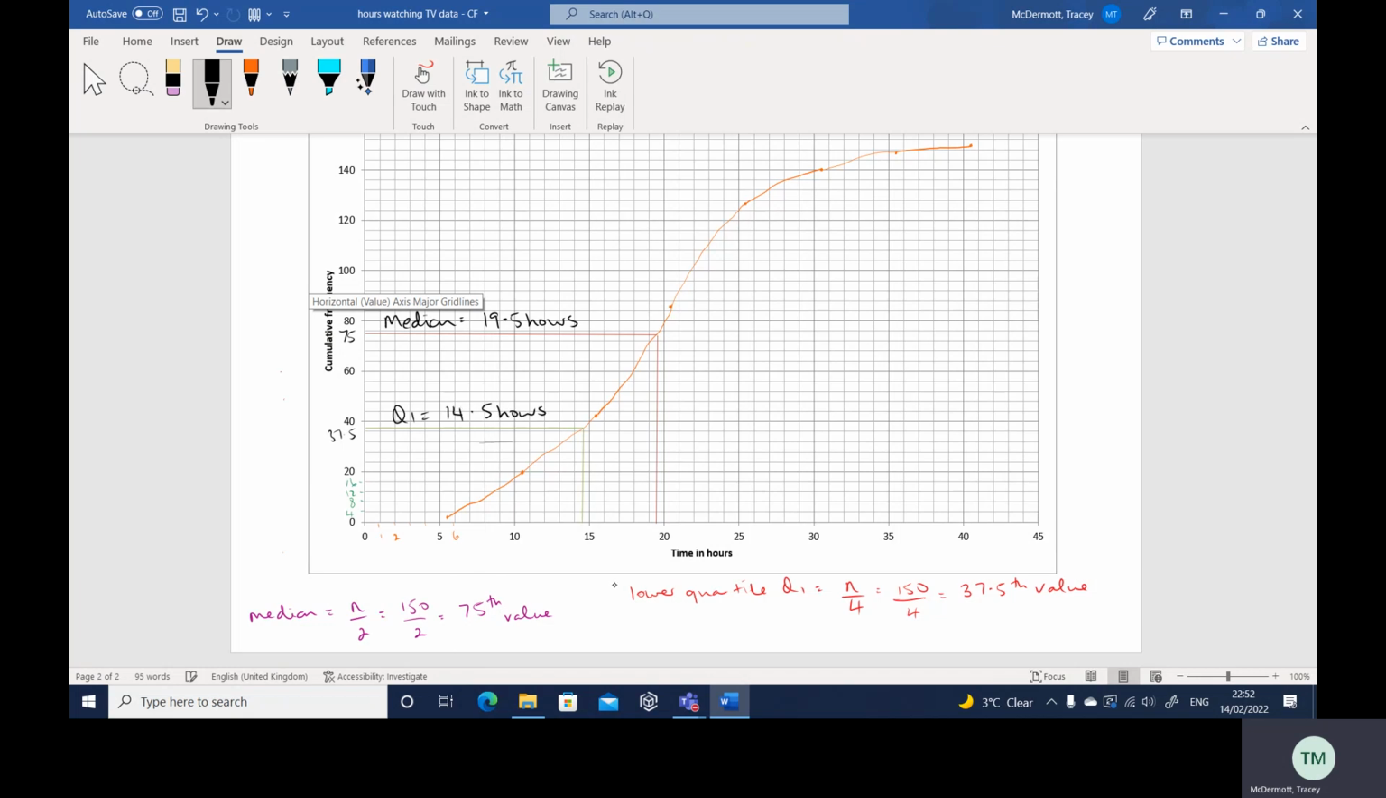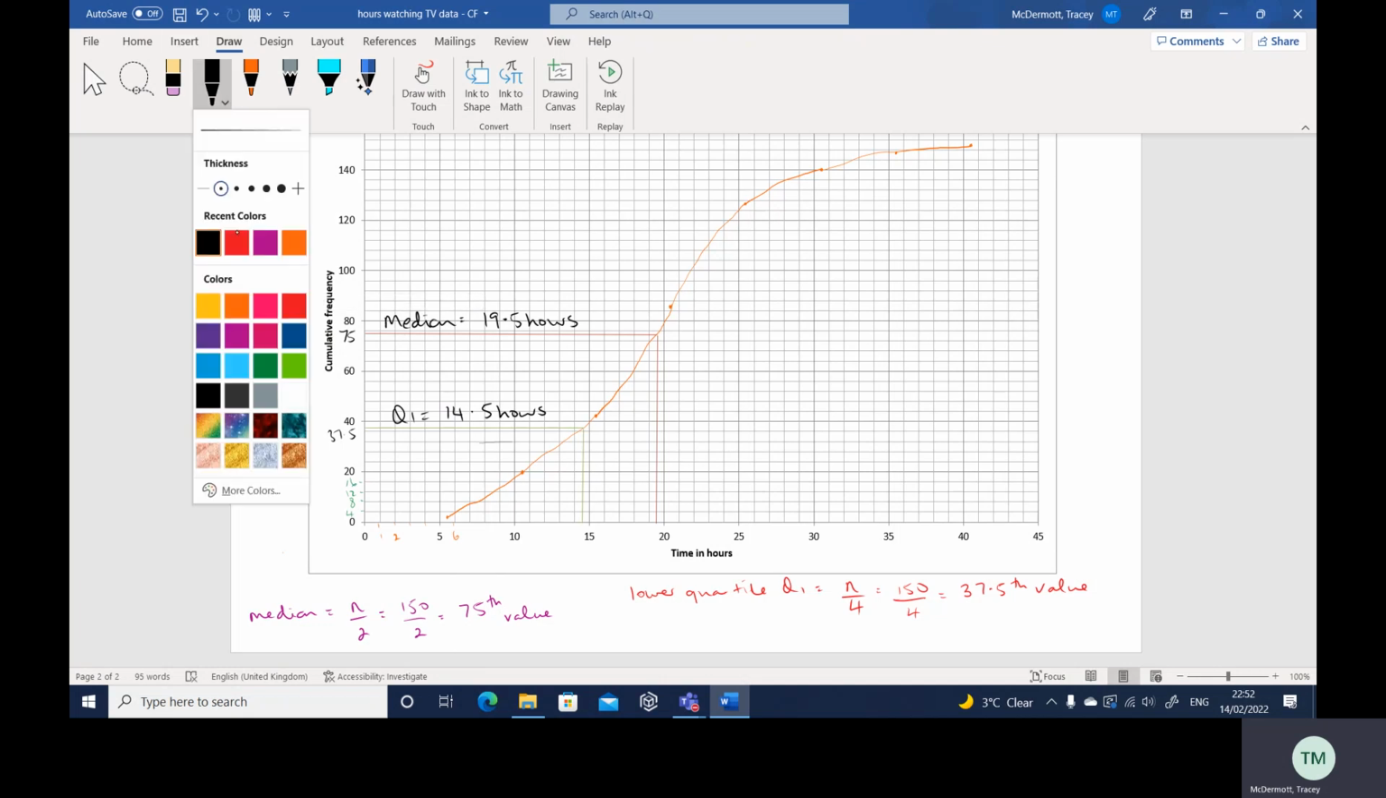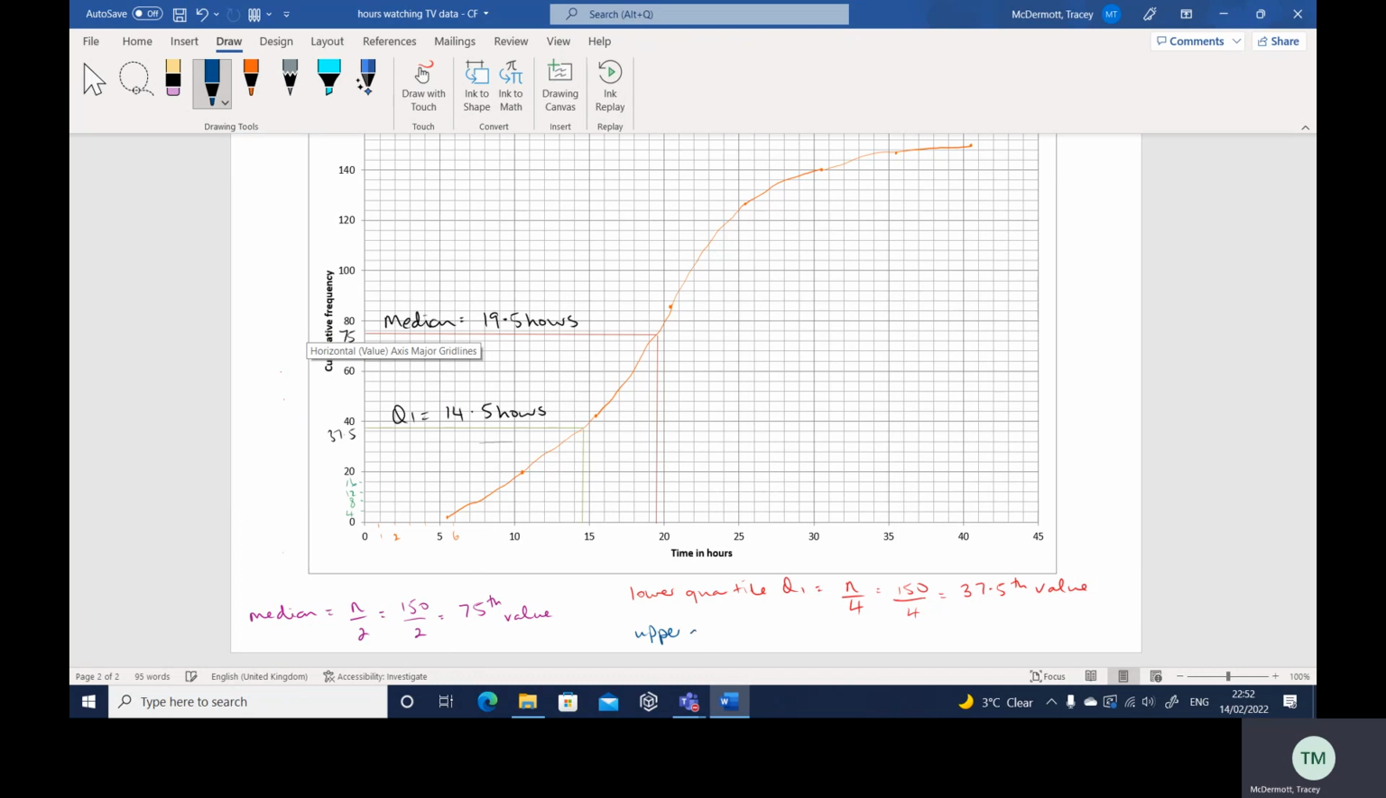Okay, so that was my lower quartile. And now to find my upper quartile, the Q3, the upper quartile.